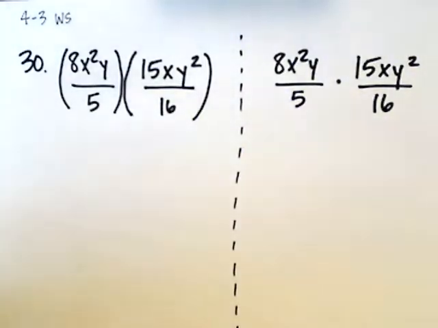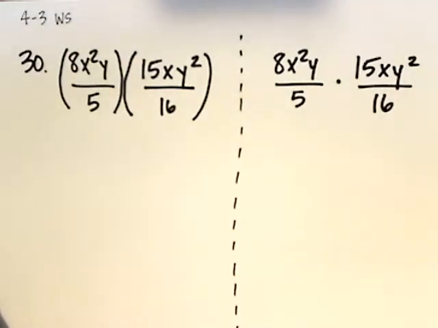For this video, we're going to look at number 30 on the 4-3 worksheet. And I'm actually going to show you two different ways you can work this one out. And you can decide which way you like the best. Okay, now first I've written it just like it's shown on the worksheet that you have.